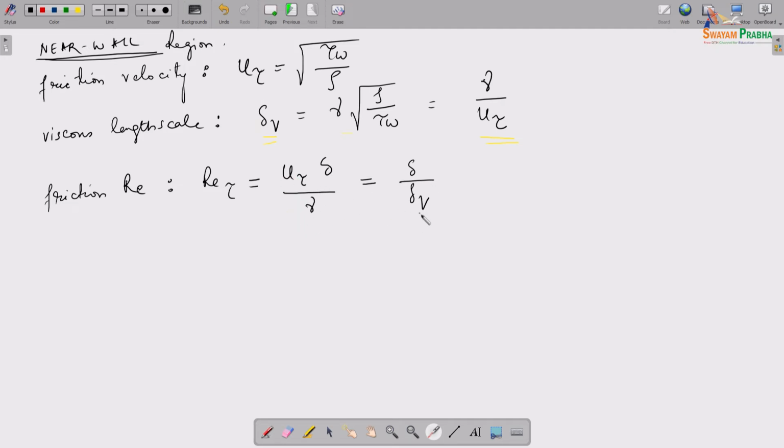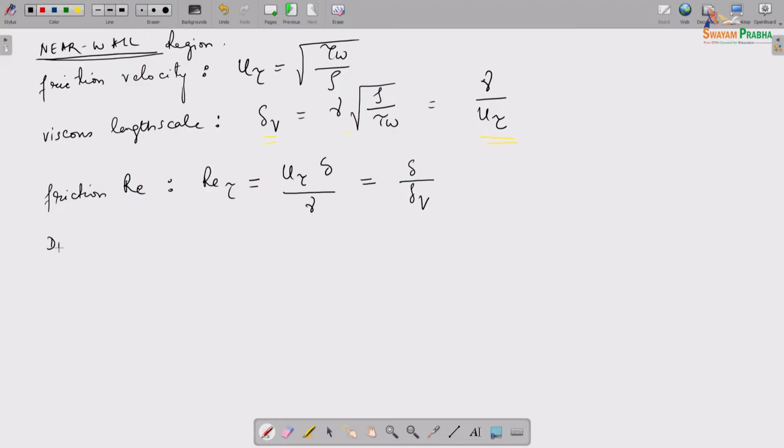I'm just not writing it. That's all. So now, that's that. This is interesting. The Reynolds number is actually equal to the ratio of the boundary layer thickness to the viscous length scale. It's interesting, right?